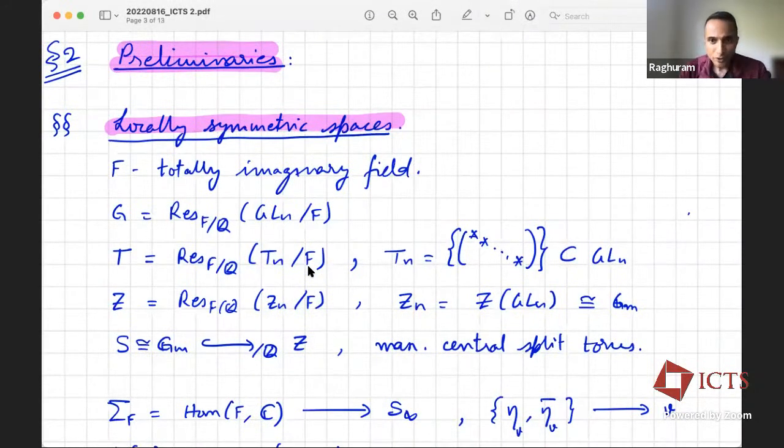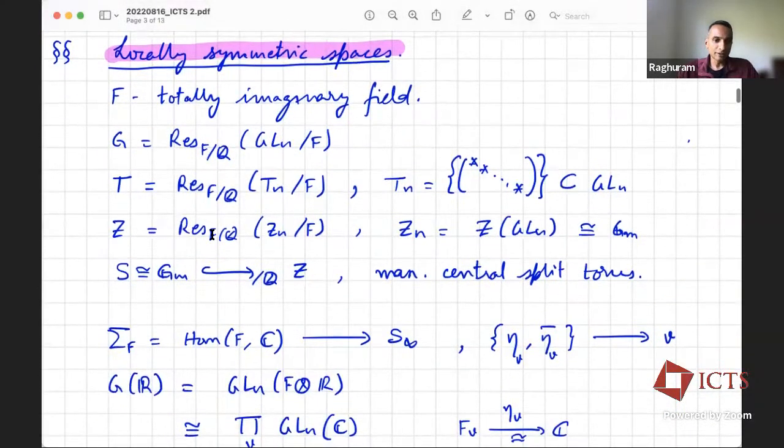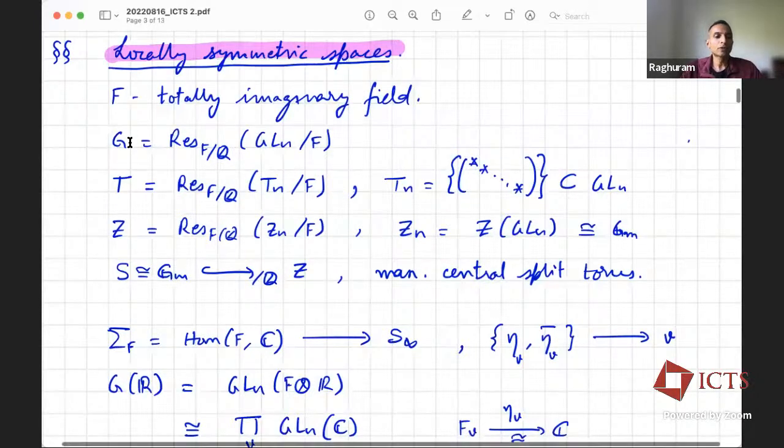So I want to introduce locally symmetric spaces. F is going to be my totally imaginary field that's going to be fixed once and for all. G is going to be the restriction of scalars from F to Q of GLN over F. T is the restriction of scalars from F to Q of Tn, where Tn is the diagonal torus inside GLN. I'm going to take Z, the restriction of scalars of Zn, the center of GLN, the scalar matrices. And S is a diagonal copy of GM inside this center. It's the maximal central split torus of the algebraic group G over Q.